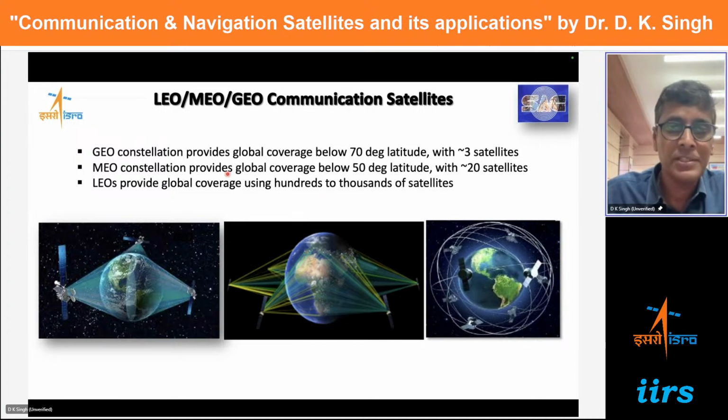The second option is medium Earth orbit, which is 8,000 to 22,000 kilometers. As we come closer towards the Earth, our coverage shrinks, and we need more satellites to cover the whole Earth. And the LEO satellite is typically in 500 to 700 kilometer orbits. Now Starlink by Elon Musk is one example of a LEO satellite constellation used for communication. OneWeb from Bharti Airtel is also a satellite constellation, which is going to be used for satellite communication.